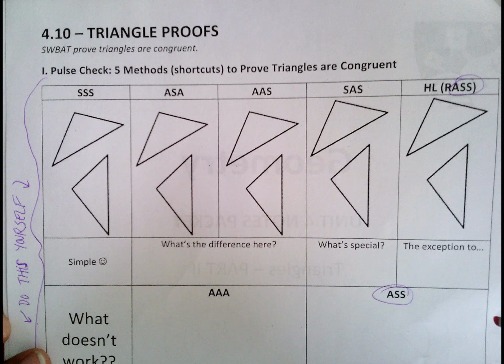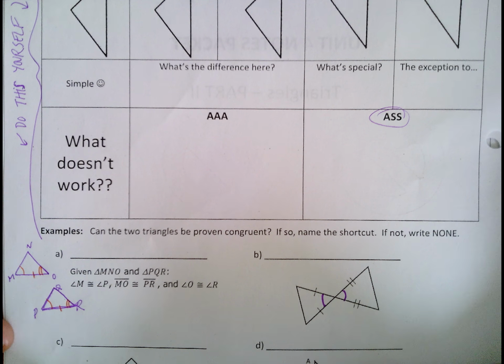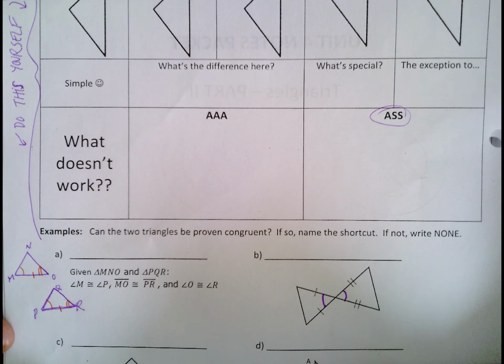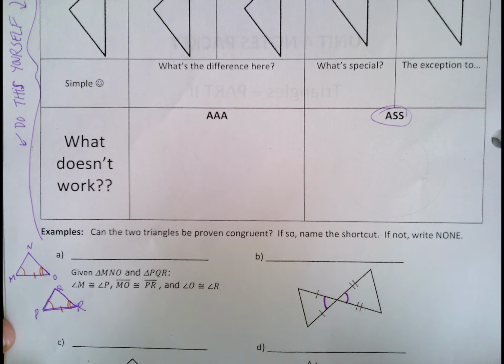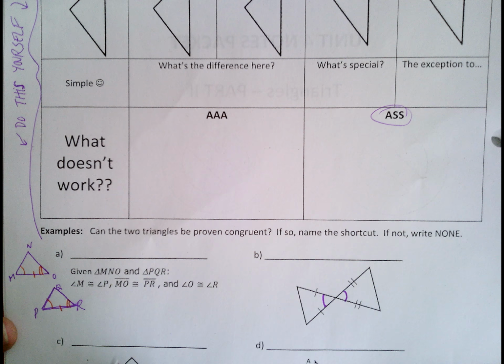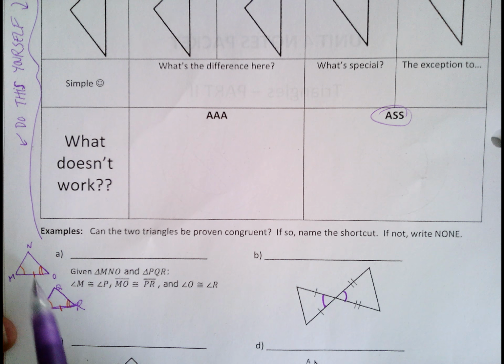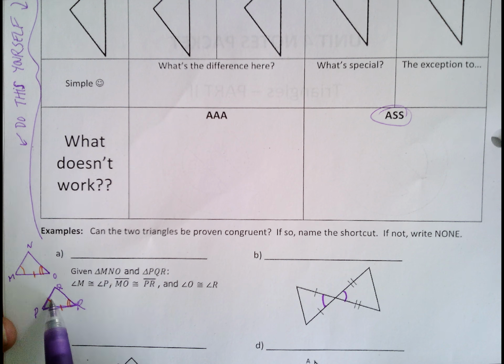All right, now on to the examples. Let's look at these two examples. It says, can the two triangles be proven congruent? If so, name the shortcut. If they can't, then write none. We have this information that we are given, and what I did was I drew two triangles, labeled them, and marked them accordingly.